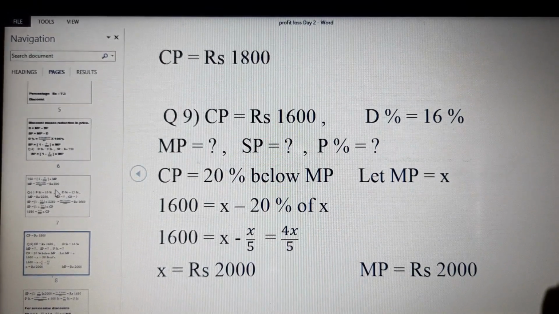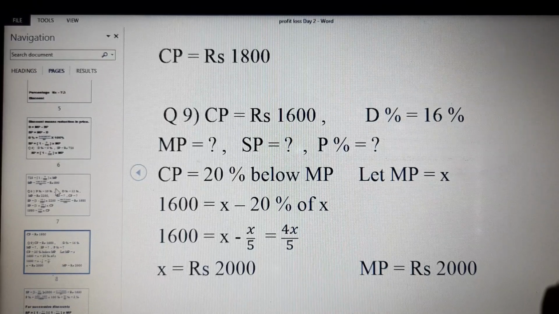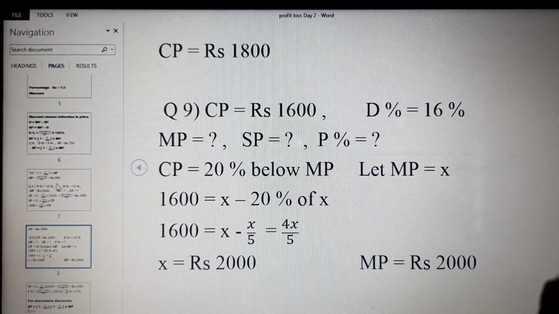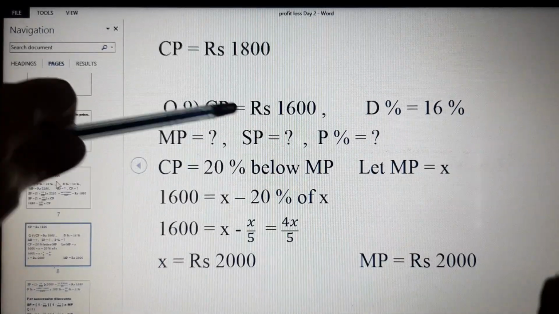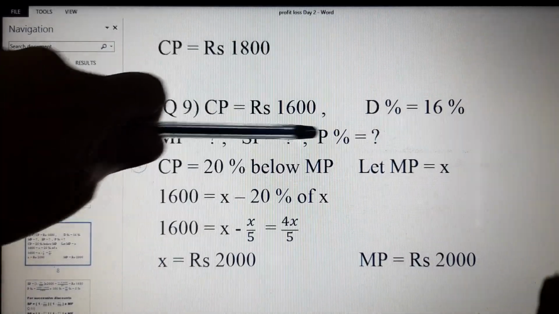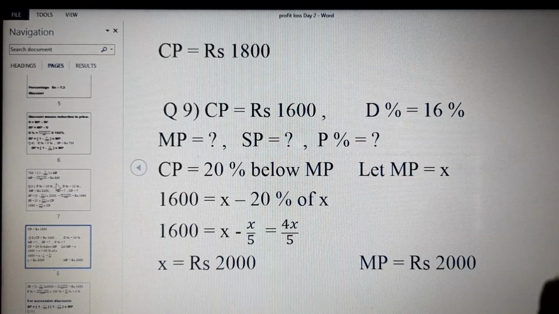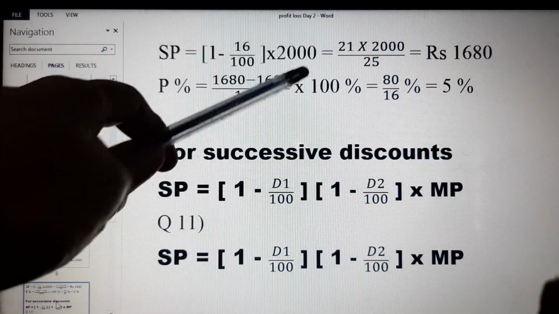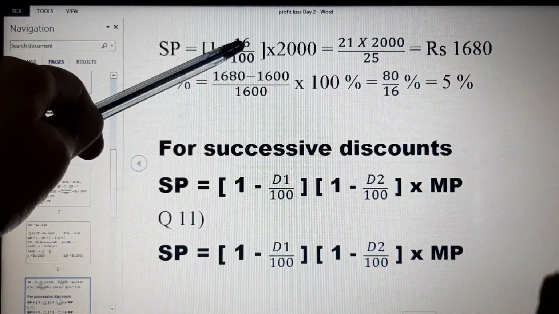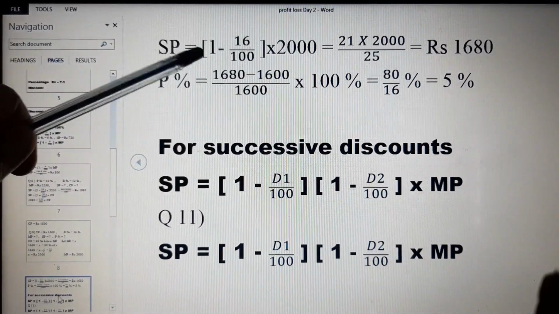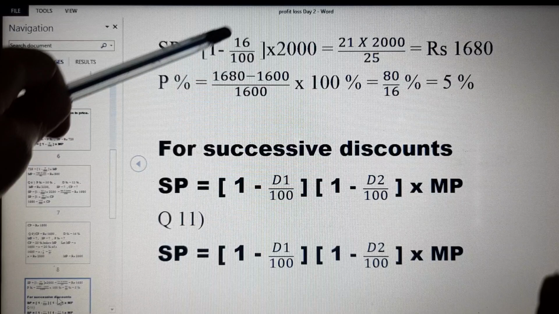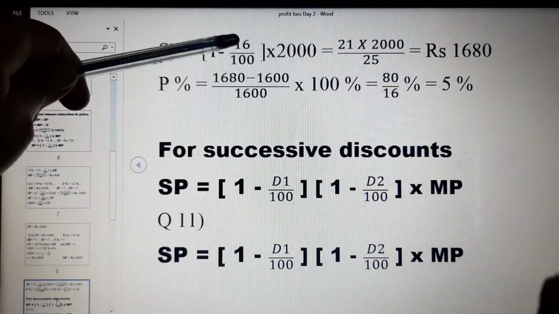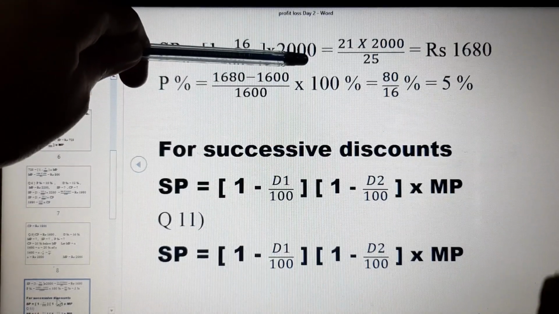Now we know MP and we know discount percent. So we can first of all calculate selling price. And then later on, when selling price and cost price both will be known, we will calculate profit percent. Clear? So with the help of MP and discount percent, we are going to calculate selling price. Selling price is equal to 1 minus D upon 100 into MP. So D is 16, 16 upon 100 into 2,000 rupees.